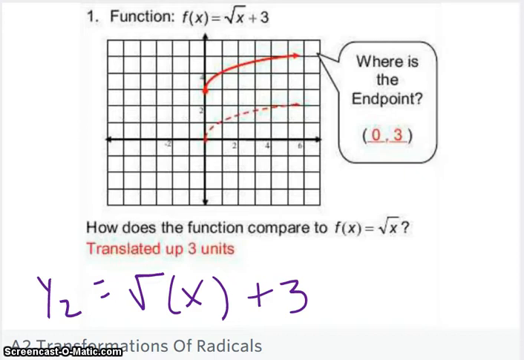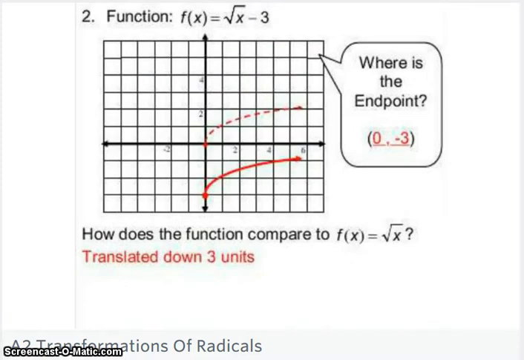So when you do this and you look at your graph, it should look something like this graph. Where is the new endpoint? Well, here is your new endpoint at 0, 3. So what happened? How does it compare to the parent function? It went up 3 units. Number 2, if you went to y2 in your calculator and you put the square root of x minus 3, your graph should look like this one. And so here is your new endpoint at 0, negative 3, and the way they compare is it went down 3 units.